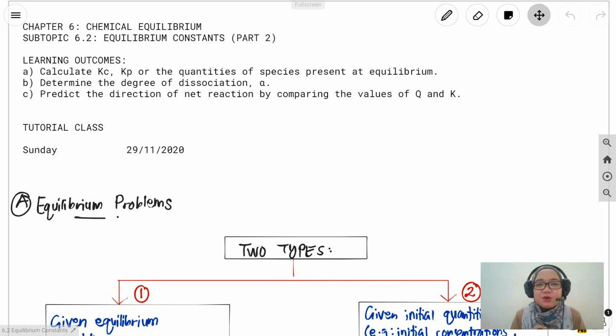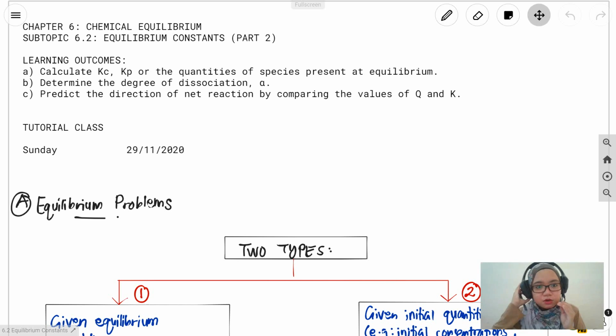So, today we are going to continue with Chapter 6 Chemical Equilibrium, Subtopic 6.2 Equilibrium Constants, Part 2. Last time we covered Equilibrium Constants, Part 1, where we learned about the types of equilibrium reaction, which are homogeneous and heterogeneous, and we learned about equilibrium constants Kc and Kp and the relationship between them.